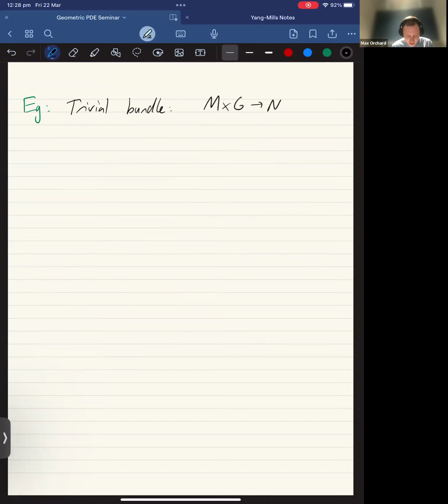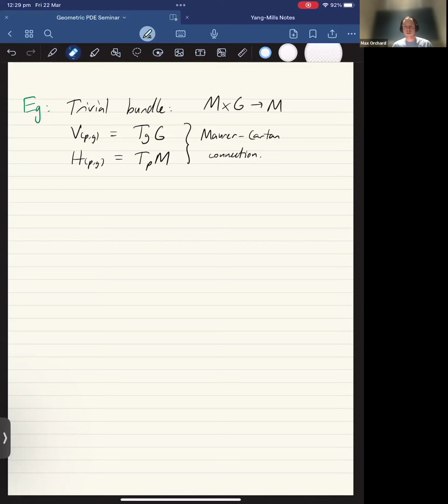So we're going to look at a trivial G bundle. So it's globally a product. We know that the vertical subspace at each point is simply given by the tangent space at G to the group, because these are exactly what the fibers are. And the horizontal subspace we gave in the last talk to just be TPM. And we defined this to be the Maurer-Cartan connection.